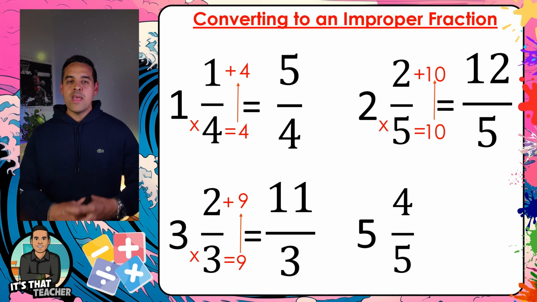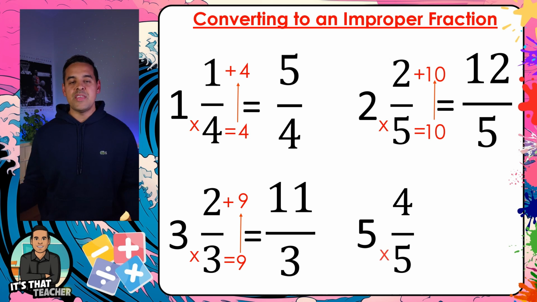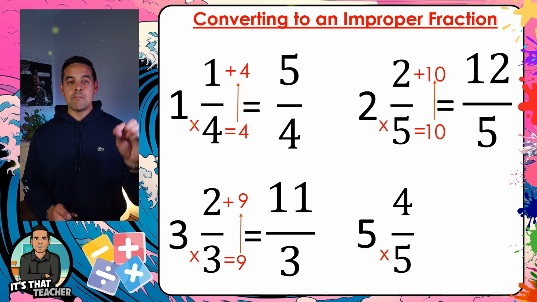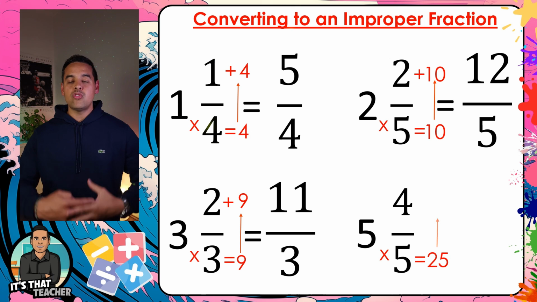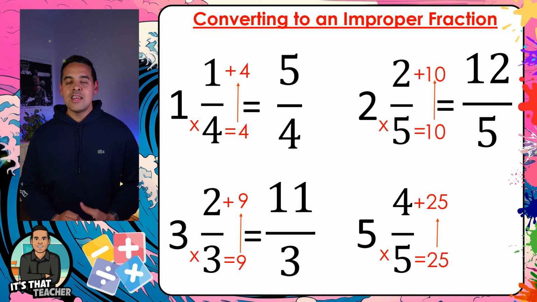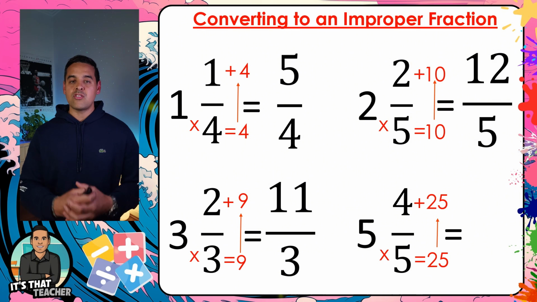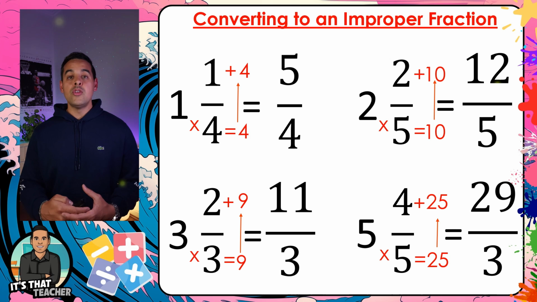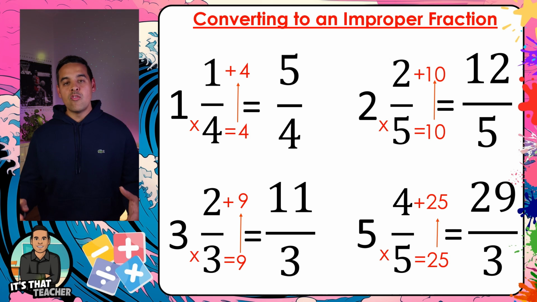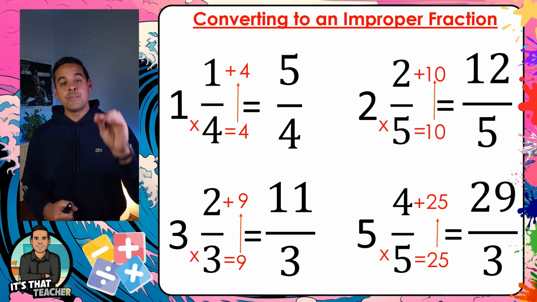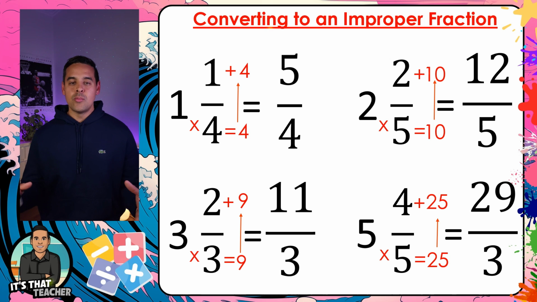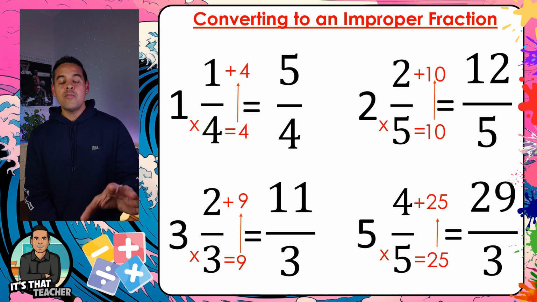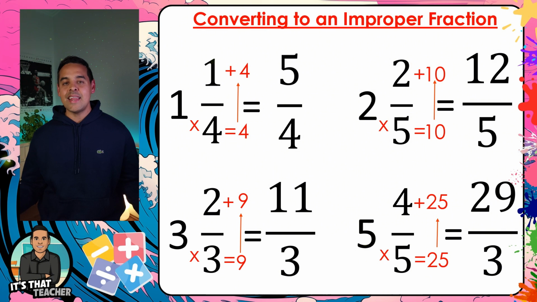Now finally, we have 5 4/5. Remember, what we need to do here is multiply the whole number 5 by the denominator, which is 5. That would equal 25. Now we need to add 25 to our numerator, so 4 plus 25 would equal the new fraction 29 over 5. Remember, we did not change that denominator when we are converting from a mixed numeral to an improper fraction. So hopefully those examples have assisted you in understanding how to successfully convert the fraction.